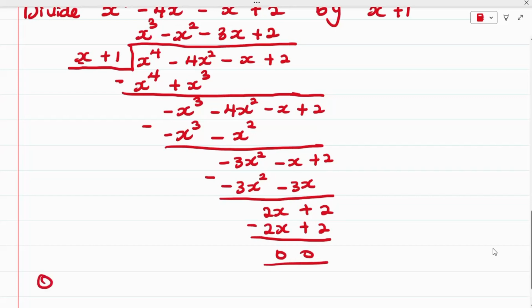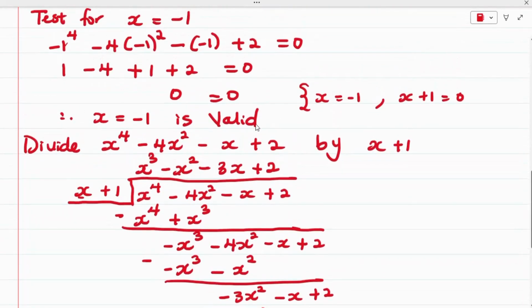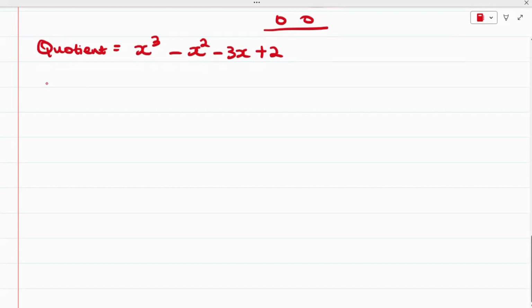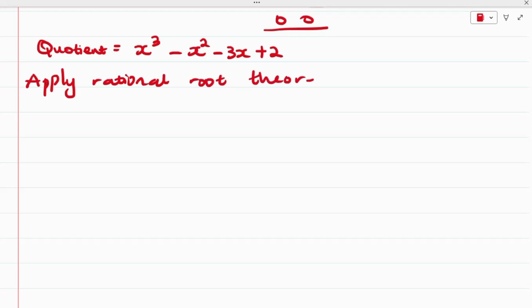So hence, we have the quotient given as x raised to the power of 3 minus x squared minus 3x plus 2, and this becomes the quotient. Alright, so remember we already have the first root, which is x equals negative 1. So the next thing we want to do is to simply apply the rational roots theorem one more time. So applying the rational roots theorem, we want to simply find the possible values of the factors of 2, and we have the possible values to be plus or minus 1 and plus or minus 2.